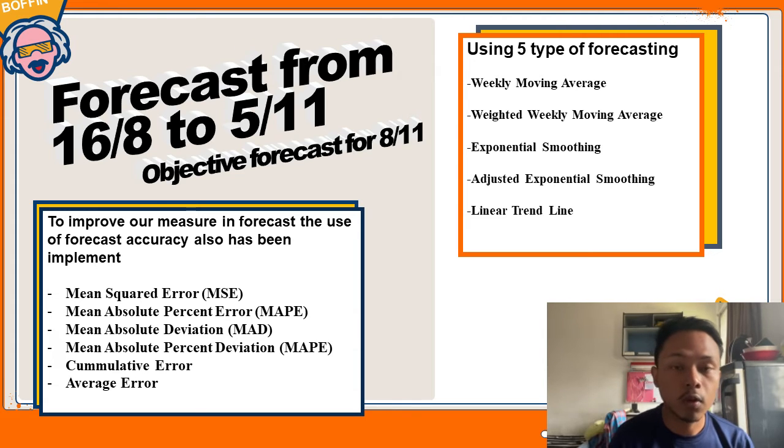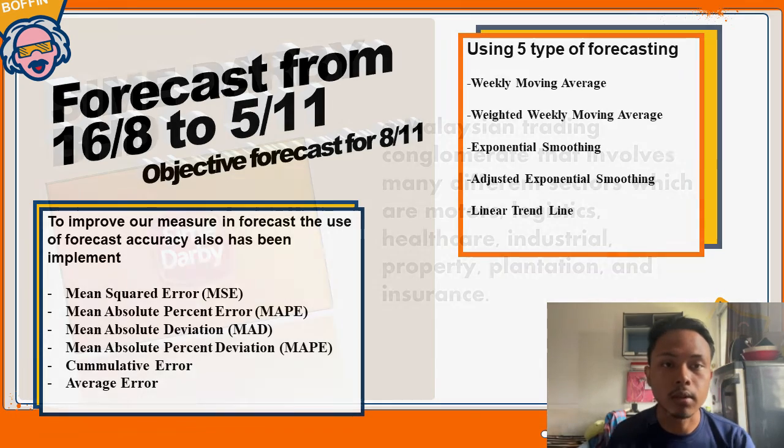In order to do the forecasting, we need to use 5 types of forecasting technique, which are weekly moving average, weighted weekly moving average, exponential smoothing, adjusted exponential smoothing, and linear trendline. And in order to improve our measure in forecast, the use of forecast accuracy has been implemented, which is mean square error, mean absolute percent error, mean absolute deviation, mean absolute percent deviation, cumulative error, and average error.